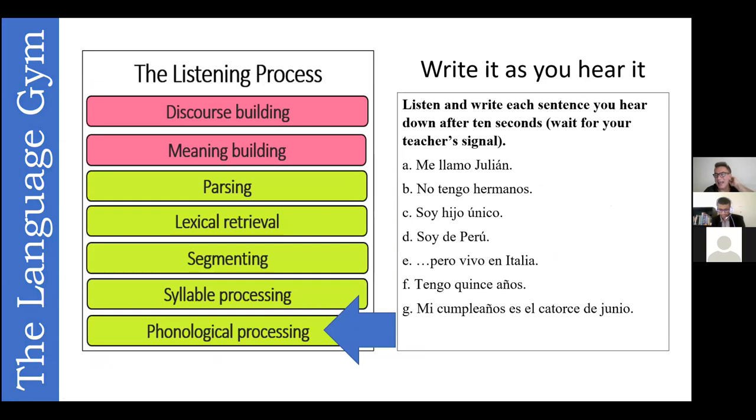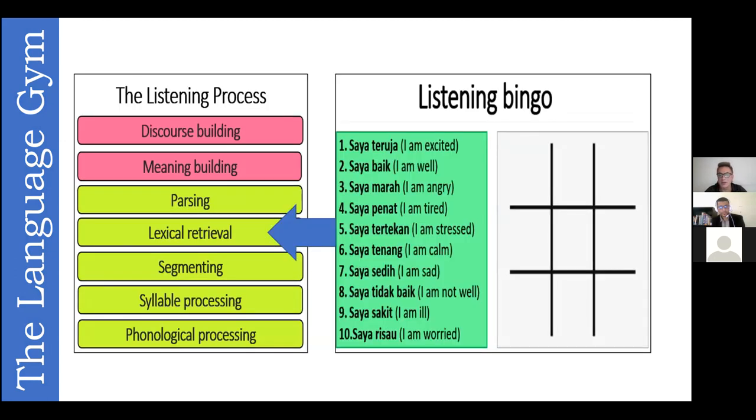How about write it as you hear it? The kids have to write words or sentences, short, remember, that you say exactly as they hear them. So if you say, I have a friend, you underline friend on the board and say, write the underlined word as you hear it. And they will write it phonetically rather than as it's actually spelled, if you know what I mean. Listening bingo. You put some chunks on the board.